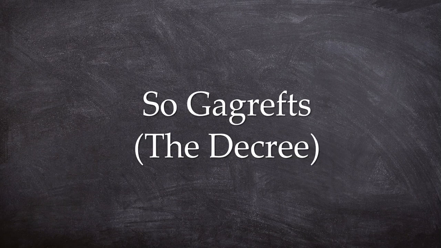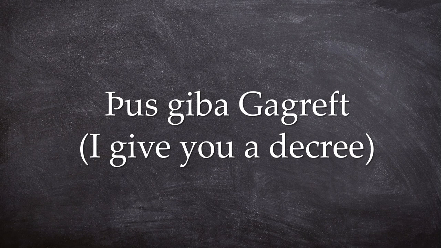Now let's try a feminine noun. So gagrefts, which means decree, or it can also mean law, but it's more like decree. So let's put it into the sentence. Thus giba gagreft. I give you a decree. And as you can see, it has the same thing happening to it. You take away the s. Pretty much, this is what happens with most words in Gothic.